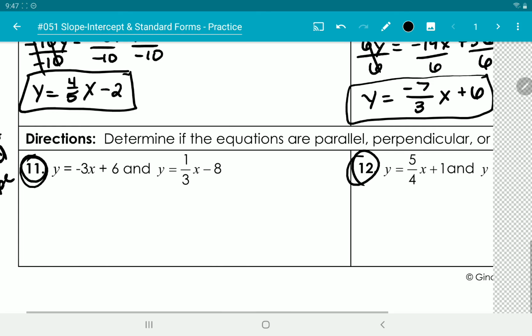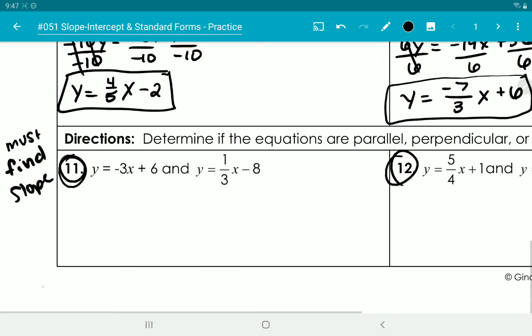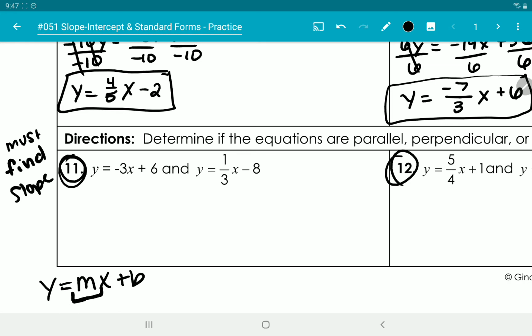So again, we want it in y equals mx plus b. And then if we have it in this form, whatever is being multiplied by x is going to be the slope. So y equals mx plus b. It's already in that form, you can see. So what we're looking for is this m that's being multiplied by x. And so the slope of the first line is m sub 1, is negative 3.